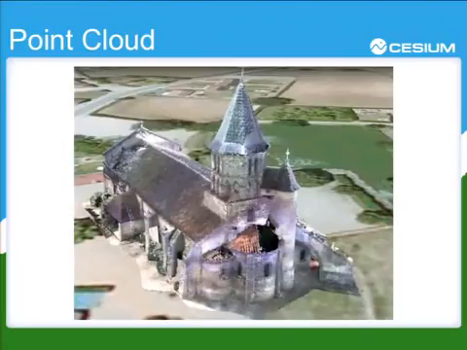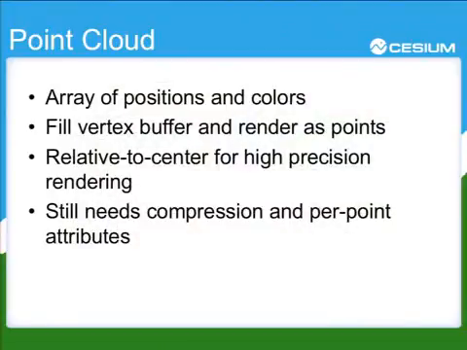And one more format is the point cloud format. It kind of looks like a solid surface, but there are just millions of points representing the church. The point cloud format is simpler than the others right now. It's essentially just an array of positions and colors. You take that data directly, fill the vertex buffer, and just render it as points. On top of that, we use relative to center for higher precision and performance.